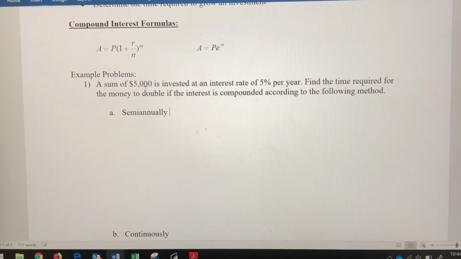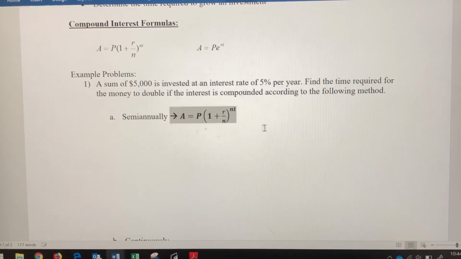We've got a sum of $5,000 that was invested at an interest rate of 5% per year. We want to find the time. So we want to find T, the number of years required to double your money. First we're going to double the money if we're compounding semi-annually. So we're going to use this formula, making sure we use the correct formula.